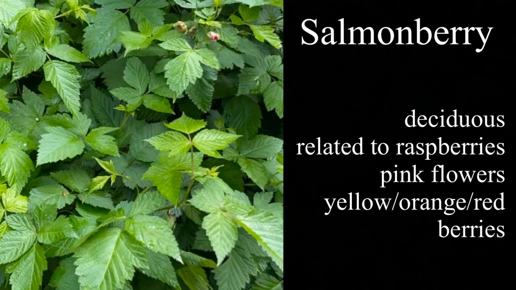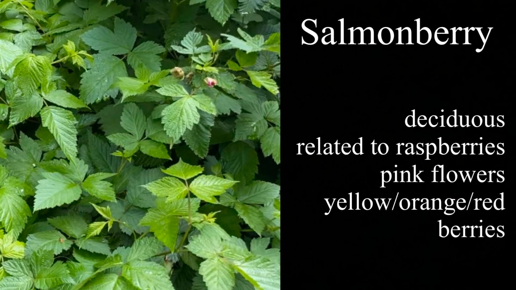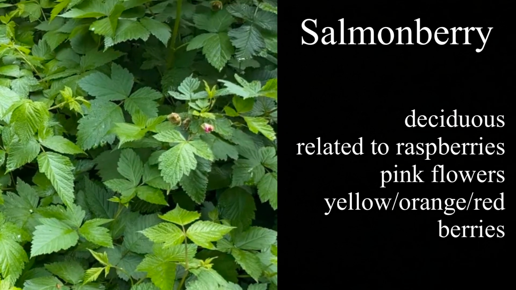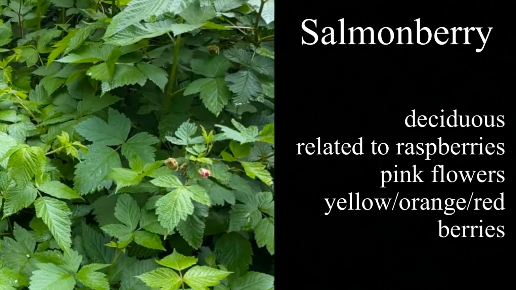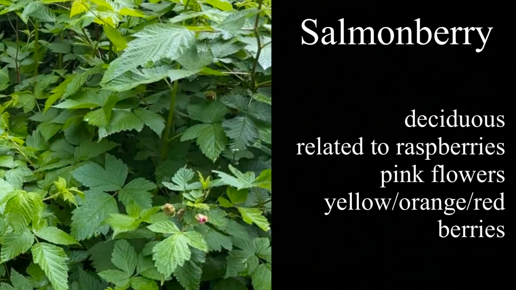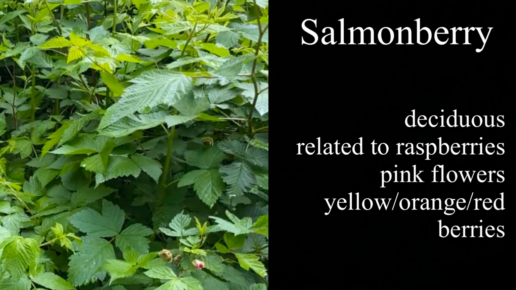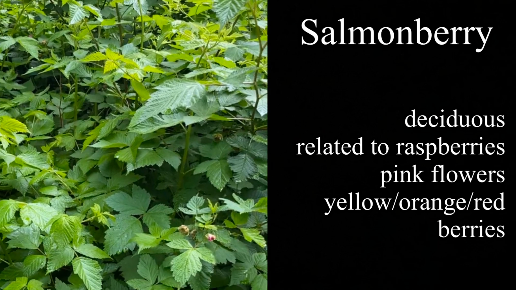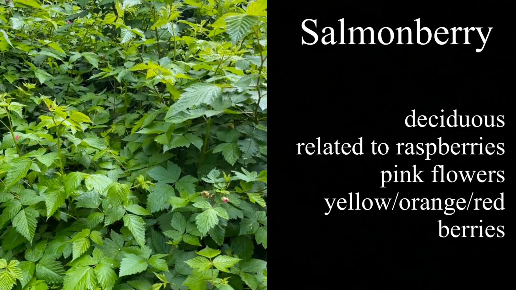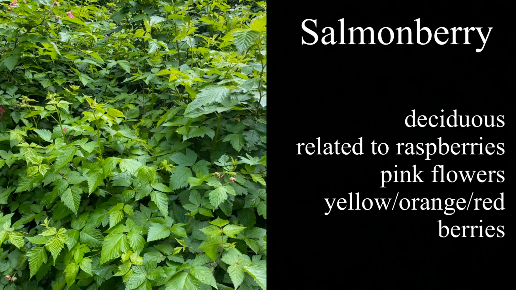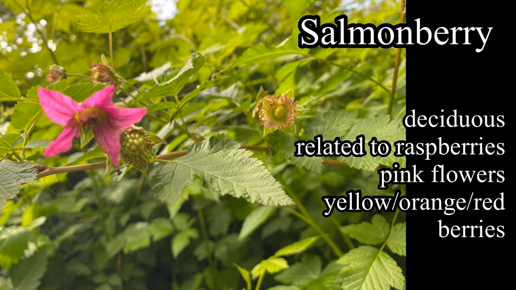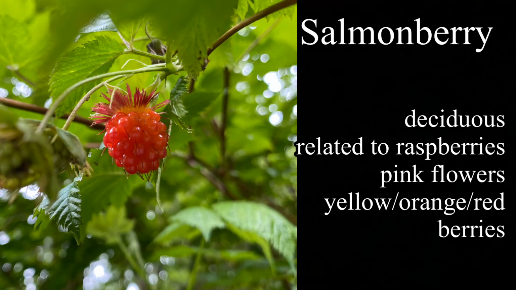Salmonberry is another very common angiosperm of the coastal temperate rainforest. Unlike salal, its leaves are deciduous, meaning they'll fall off in the winter and the plant enters a dormant or hibernation phase. Salmonberry, thimbleberry, and blackberry are all closely related to raspberries. Salmonberry flowers look like pink 5-point stars and then ripen into yellow, orange, or reddish raspberry-type fruits.